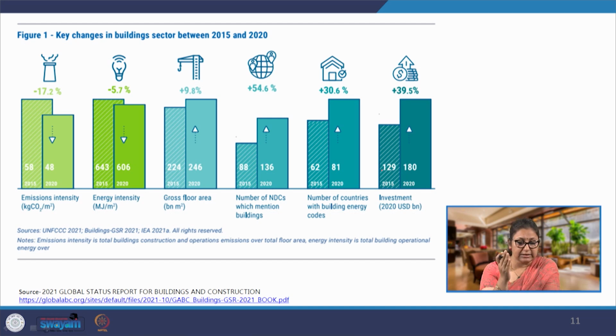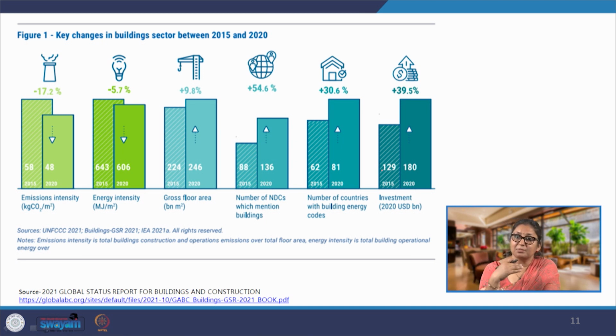Most of the data is coming from this report, which comes out annually. If we look at the key changes in the building sector between 2015 and 2020, with the clear understanding that 2020 was a pandemic year, there was a significant reduction in construction activity. With this in mind, let us look at the figures. Overall, from 2015 to 2020, we see that the emission intensity per square meter is coming down across the world. Now, these are average numbers, which means that construction is becoming emission efficient.